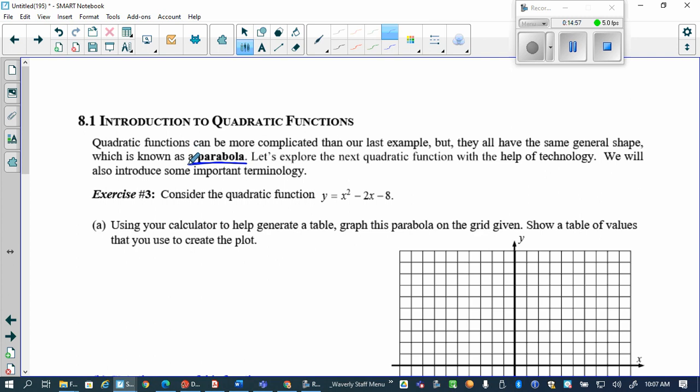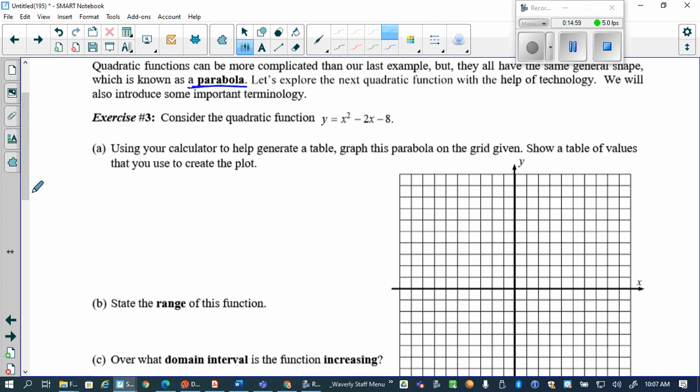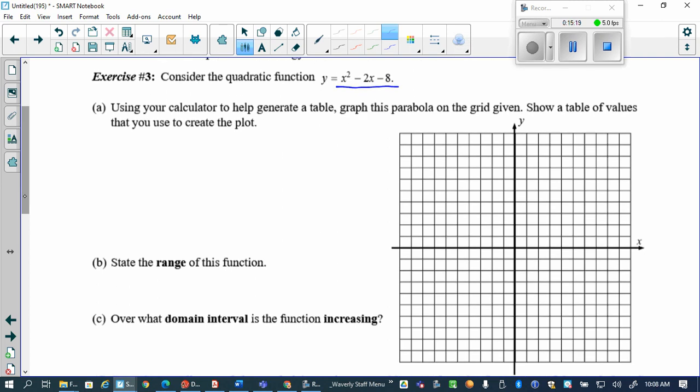Okay, so now we have a slightly more complicated quadratic function. It's not just y equals x squared. It's y equals x squared minus 2x minus 8. So now they want us to use our calculator to make a table of values. You guys remember to do that, right? So we're going to do some x's and some y's.